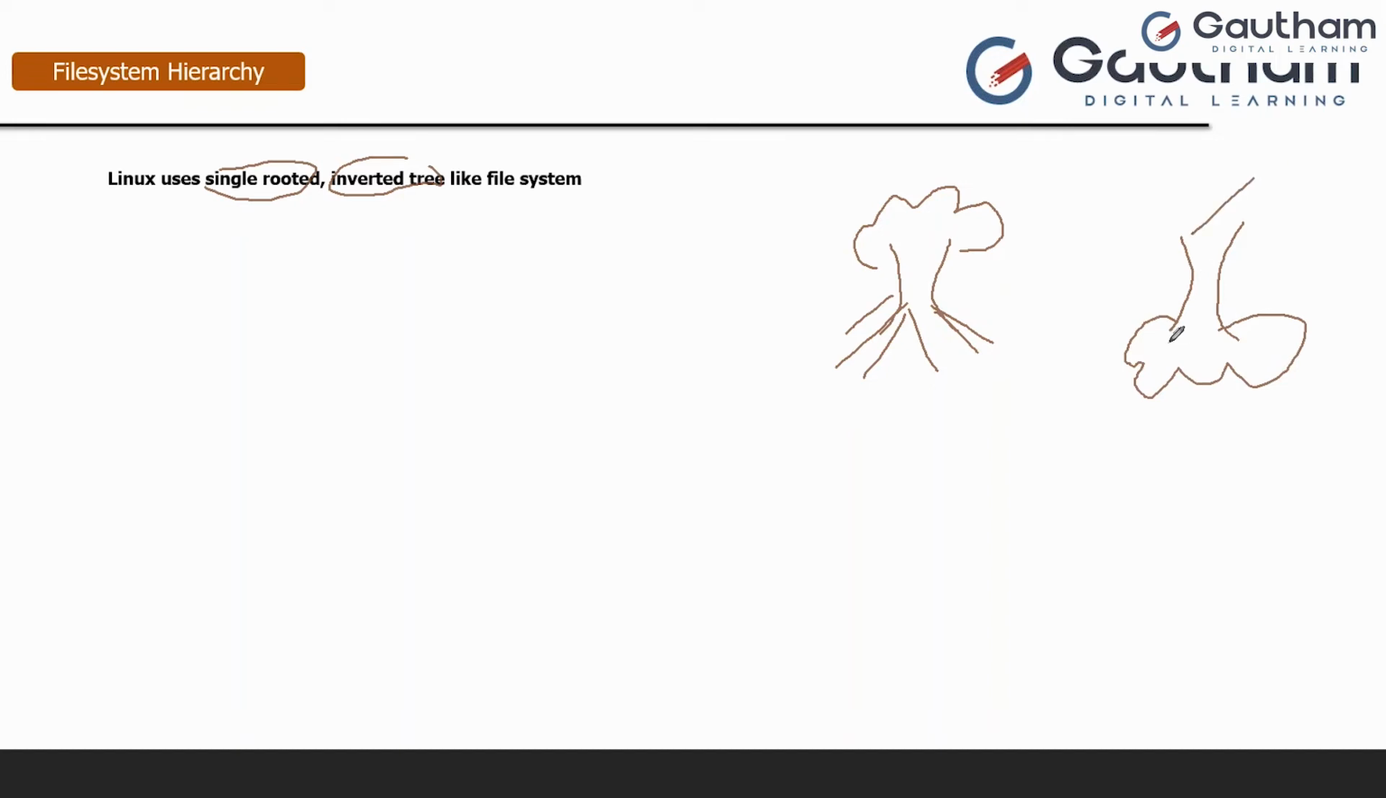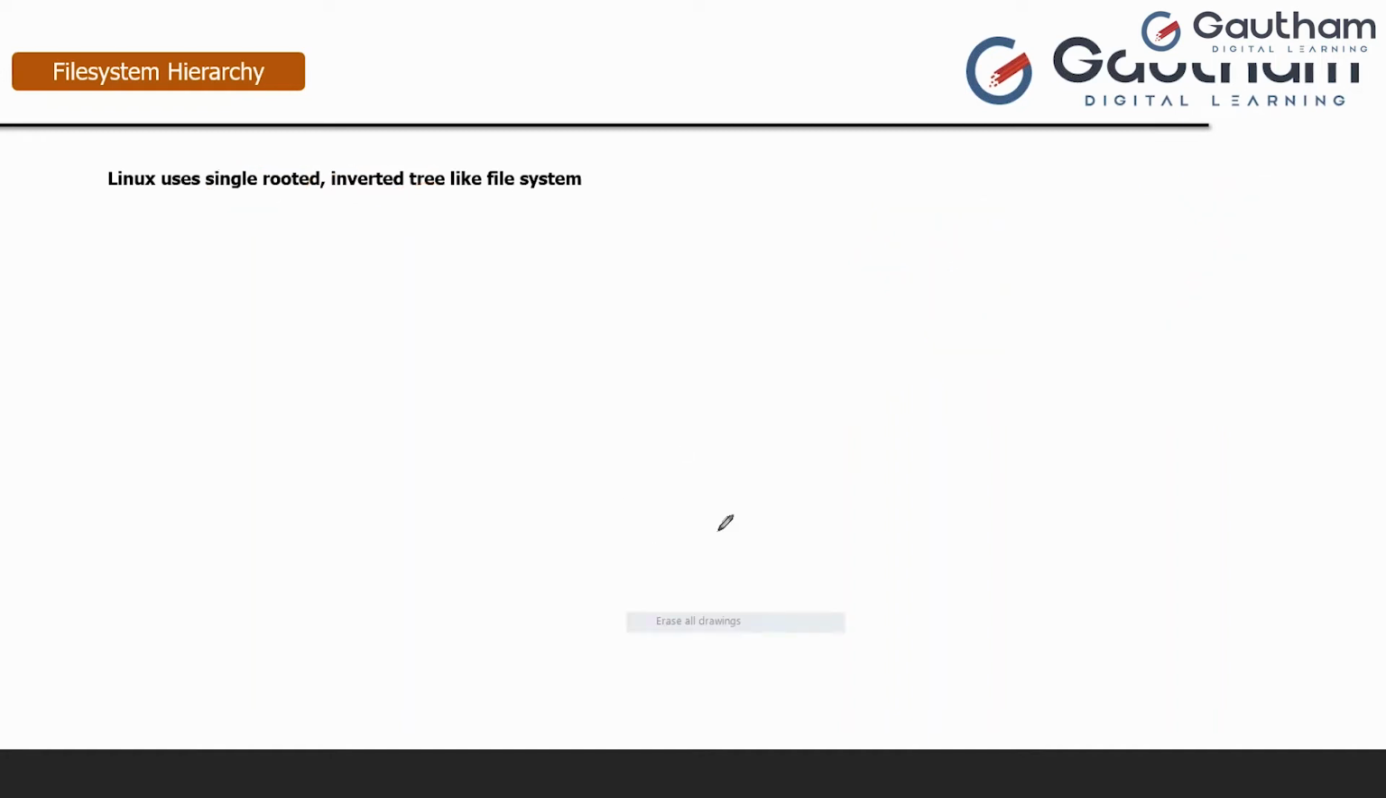So this is the meaning of that inverted tree, and how many roots does it have? It has only a single root. So Linux has a single root at the top, and inside that root the whole operating system will be there. If you want to enter into the Linux or Unix operating system, you have to go through that single root at the top. So root is at the top and the whole tree is at the bottom. I hope you understood that concept.